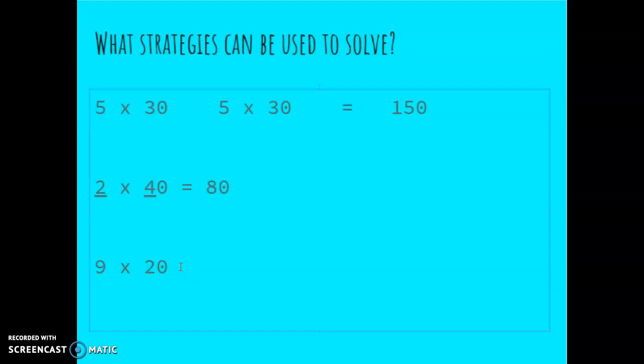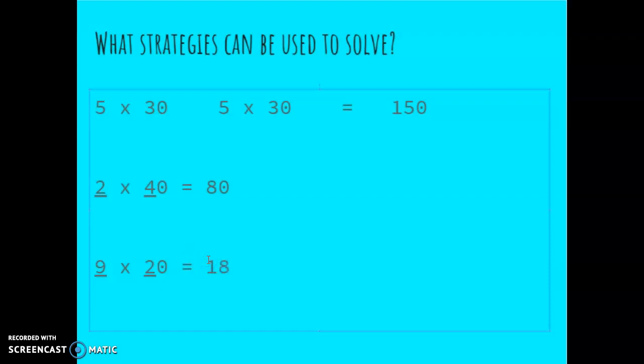Thinking about how can I use those basic facts for 9 times 20 to come up with my answer. So think about what basic fact you have for 9 times 2, and that's going to help you solve the answer of 9 times 20. So hopefully you already know that 2 groups of 9 or 9 groups of 2 equals 18.